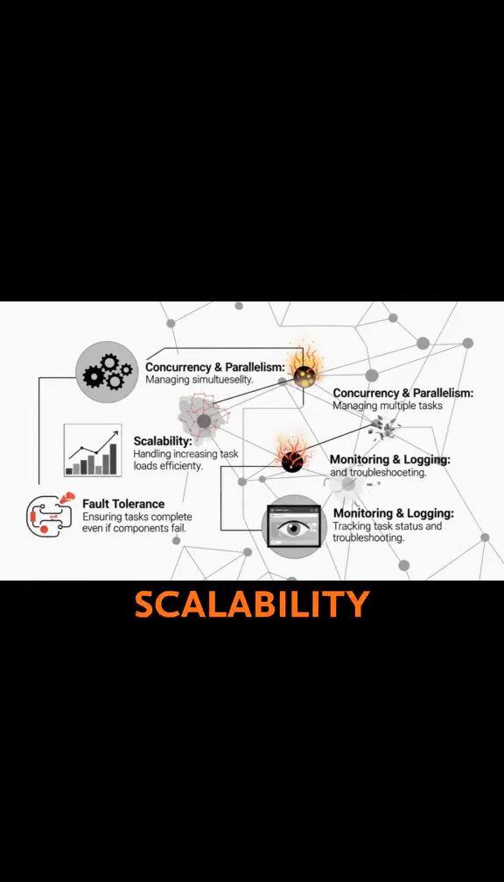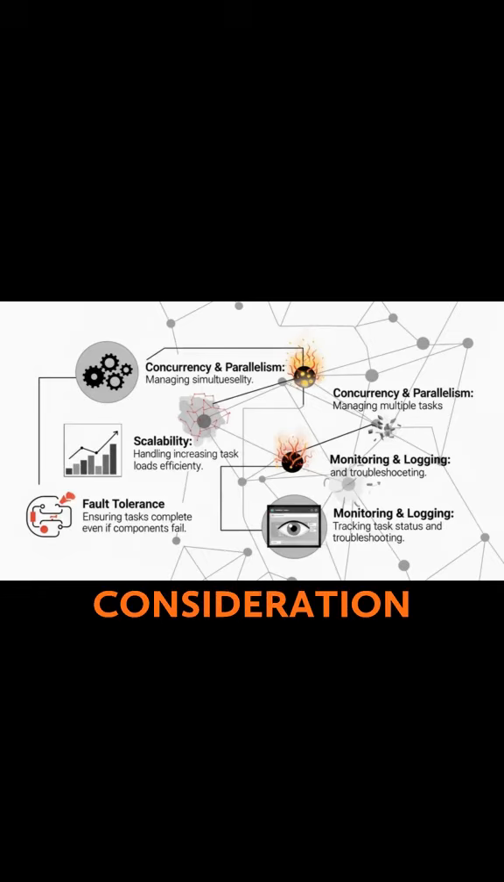Closely related is scalability. As your application grows, the number of tasks will inevitably increase. Can your system handle this growth gracefully? Can you easily add more worker processes or resources to cope with a higher task load without redesigning everything? A well-designed scheduler should scale horizontally.